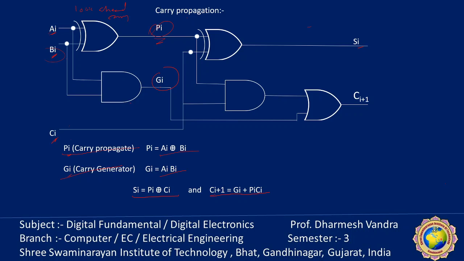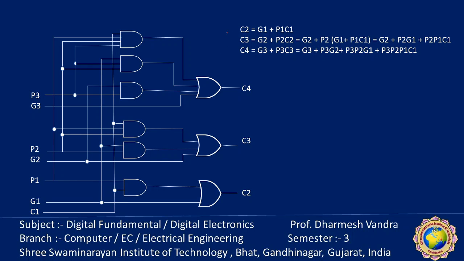Now from this function, for each stage: C2 is G1 plus P1 C1, C3 is G2 plus P2 C2. So here we substitute the C2 value from equation number 1. We get C3 equal to G2 plus P2 G1 plus P2 P1 C1. While the fourth stage carry C4 is equal to G3 plus P3 C3 as per the previous equation. Substituting the value of C3 from equation number 2, we get G3 plus P3 G2 plus P3 P2 G1 plus P3 P2 P1 C1.